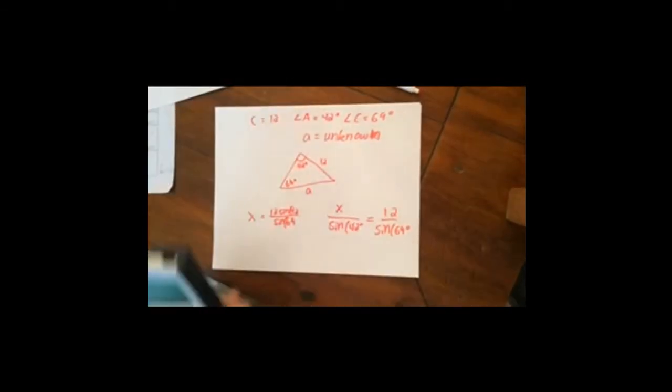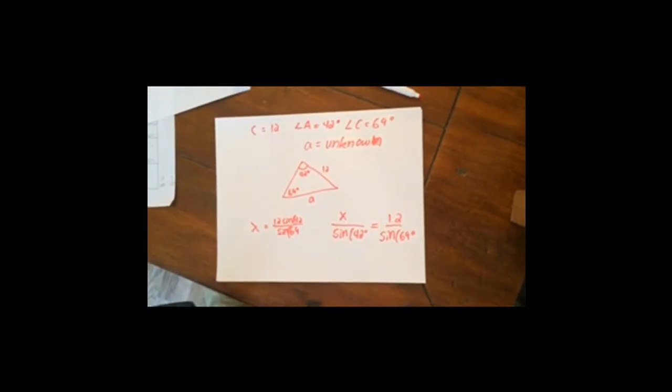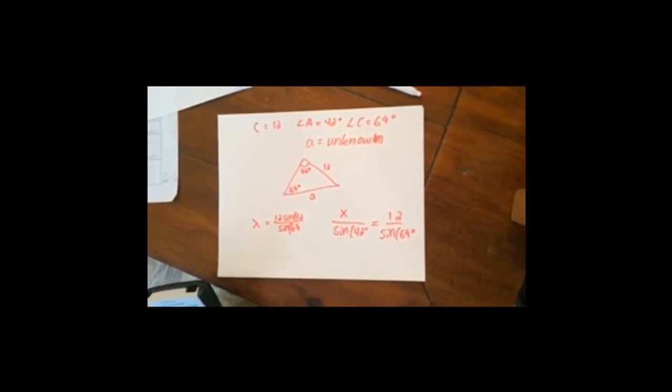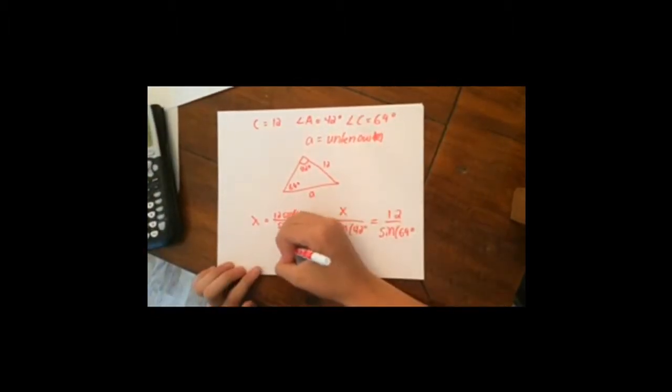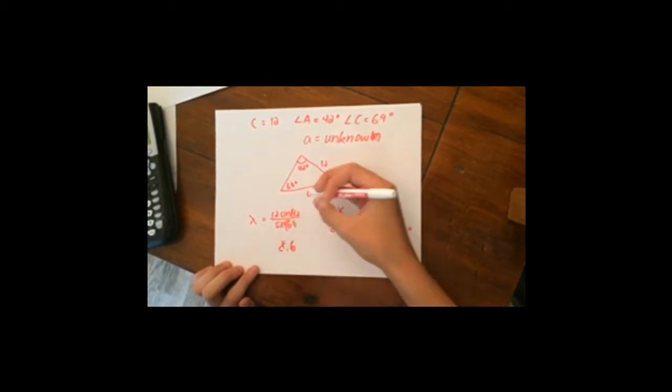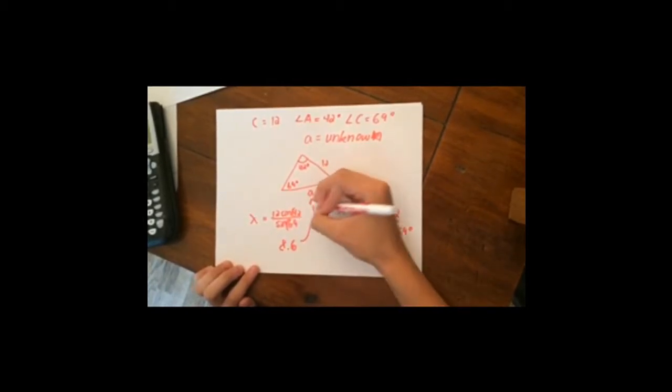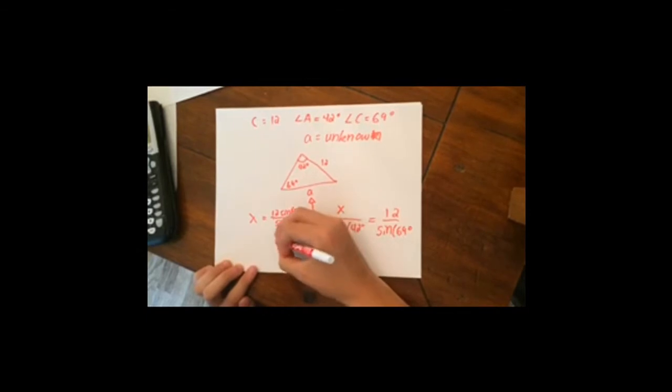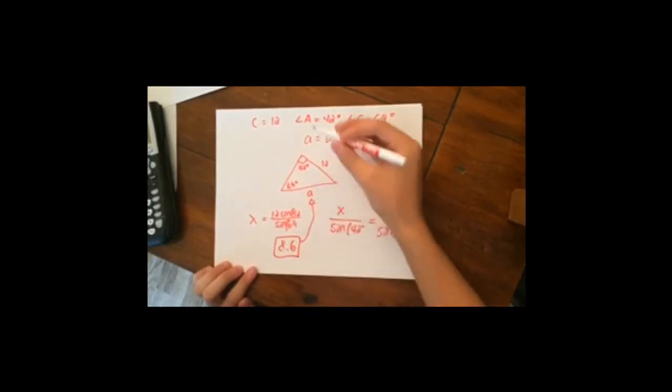So now you have to use your calculator and you plug that in. 12 sine of 42 degrees divided by sine of 69 degrees, and your answer comes out to be 8.6, and that equals A. So that is the first answer for this problem.